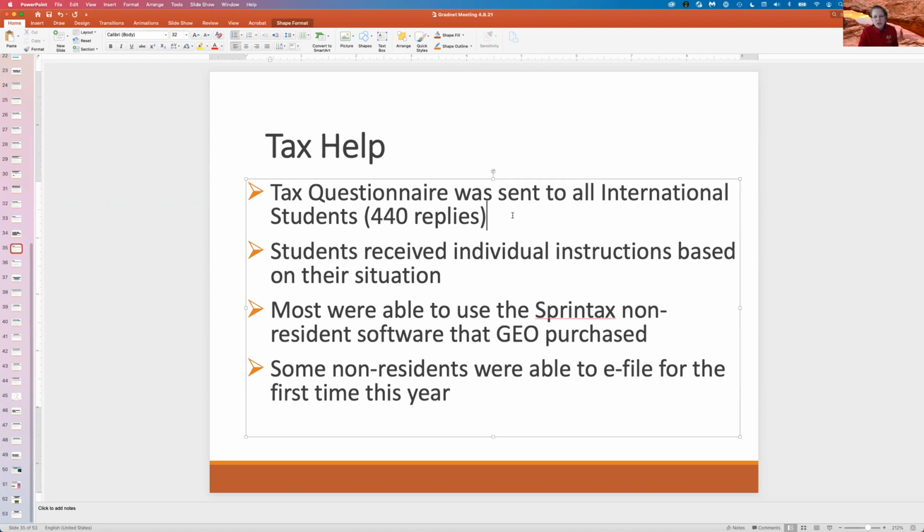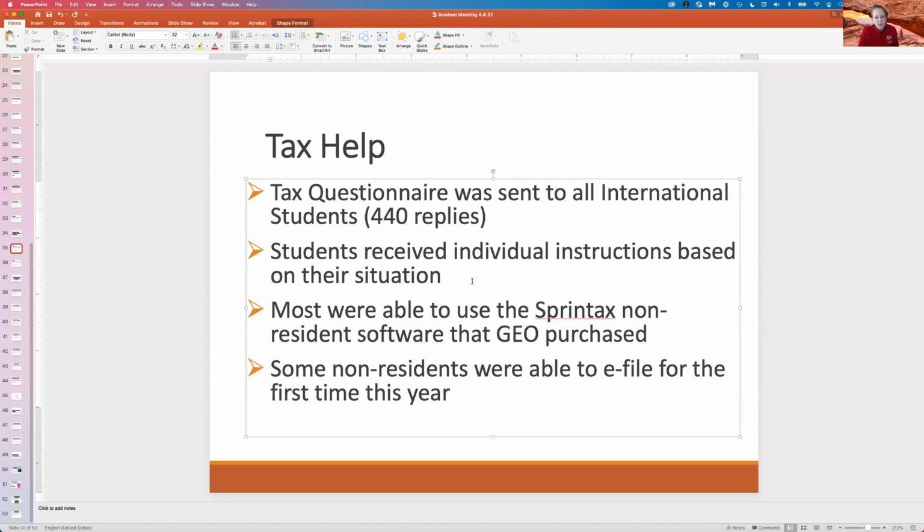What we did this year was send a tax questionnaire to all international students. We had 441 people reply to that survey. And then we basically asked them questions so that we know what their tax situation is. We had a lot of people who are actually tax residents, probably about 20, 25 folks, so we refer them on to other kinds of resources. We do run a VITA site, which is Volunteer Income Tax Assistance through the IRS, so that we are all legit, but we also use this software.